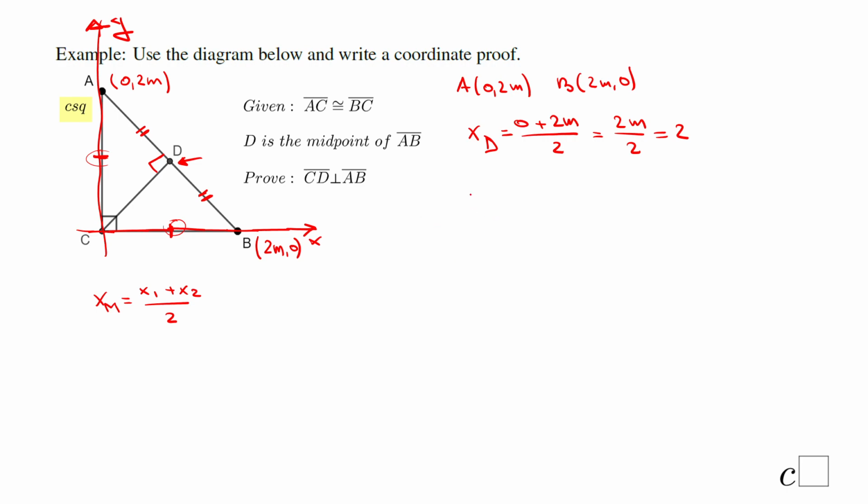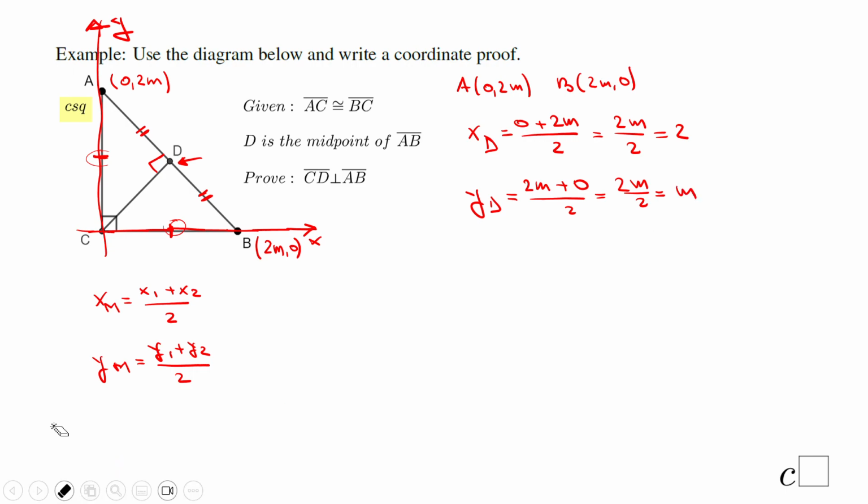Very similar, we're going to do the y-coordinate of point D, which, if you remember, you have to add the y-coordinates and divide by 2. So we're going to have 2m plus 0 over 2. We get 2m over 2, which will be only m. And I'm sorry I put 2 on the other side. Here it is going to be m also. So this point D has the coordinates m and m, which I think makes sense if you take a look at the picture.